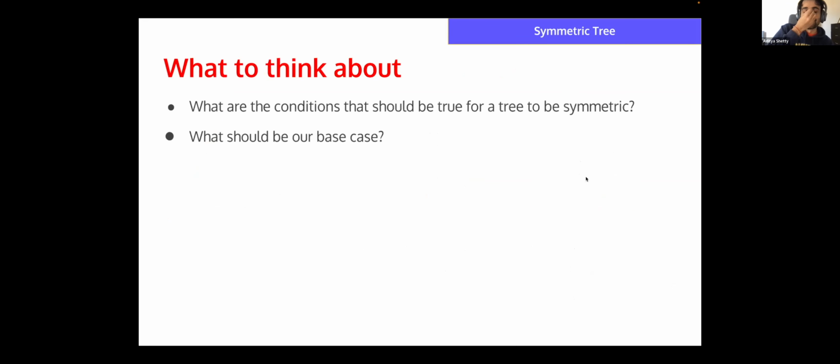Let's actually think about this in terms of a function. What are the conditions that should be true for a tree to be symmetric? And secondly, what should be our base case? The way you should think about a base case is, what is the appropriate time to stop recursion?